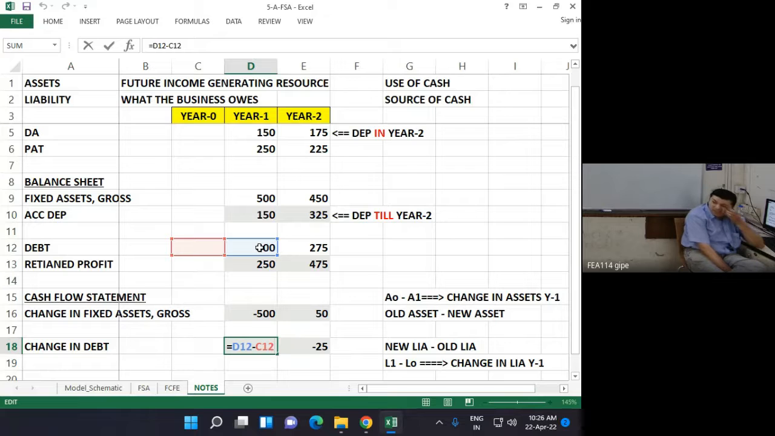Next year, see what has happened. आपने 25 रुपये का लोन वापस कर दिया है. लोन has gone down from 300 to 275 in the balance sheet. That means 25 रुपये आपके गए.